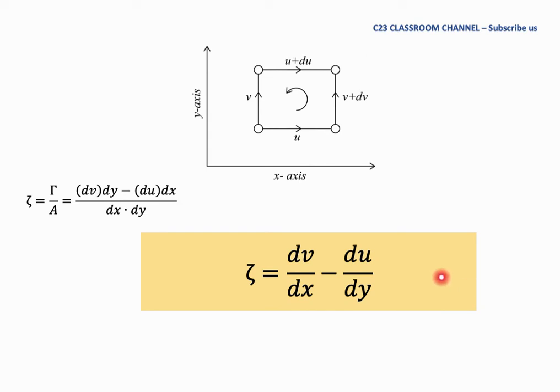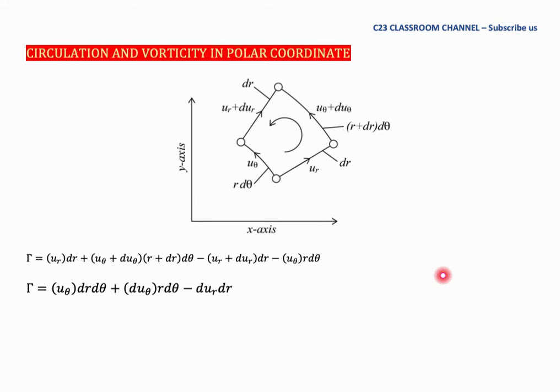So this is the value of vorticity for Cartesian coordinates. Please remember this one. Next, we are discussing the circulation and vorticity in polar coordinates. You need to draw a diagram like this. So this is the basic diagram for the polar coordinates.